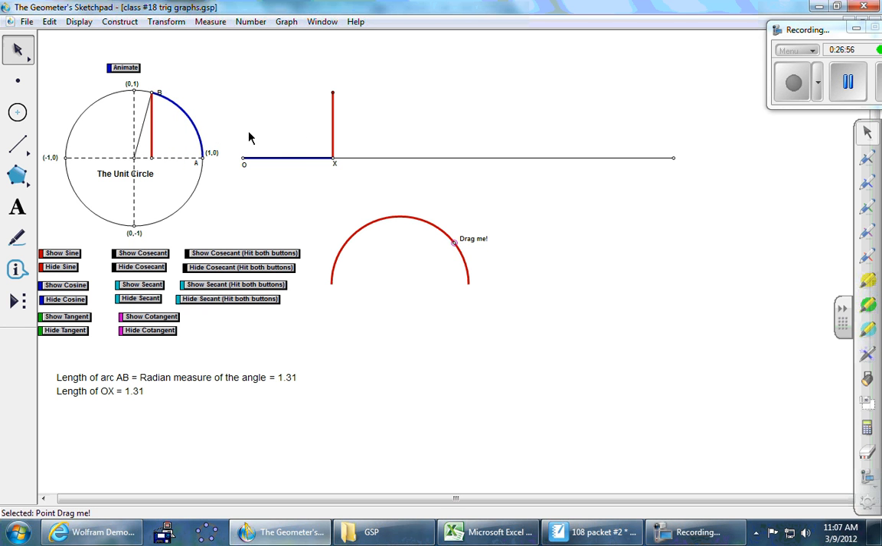And so that red is always translated directly over to here. And then what happens when I pass 90? I pass pi over 2. It's going to start getting smaller. You can see that the red has reached its peak at 1, and then it gets smaller.